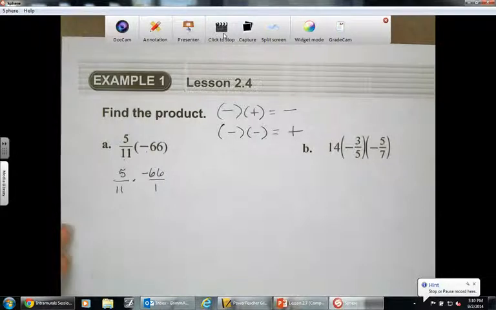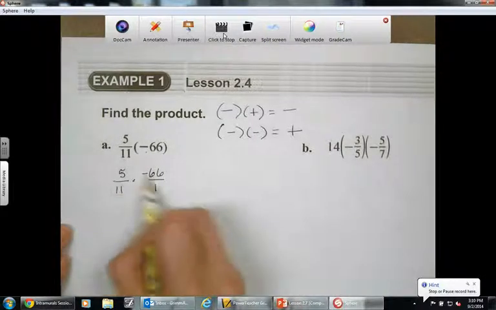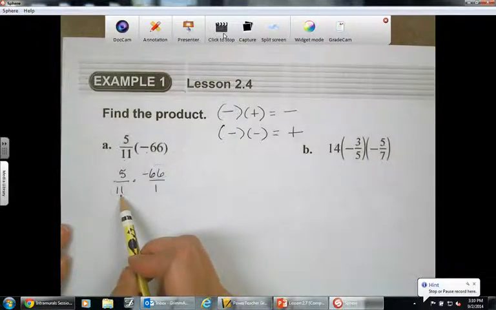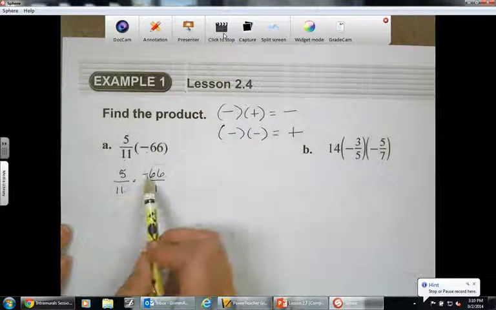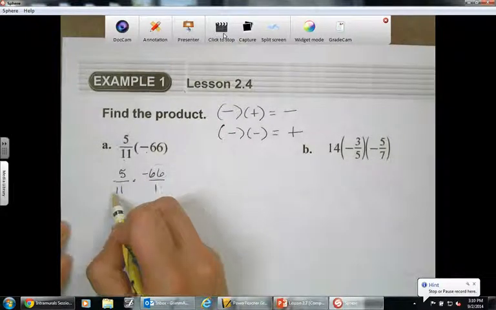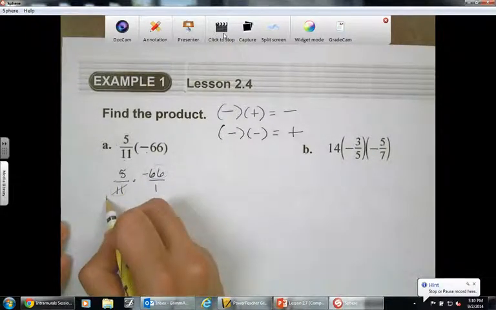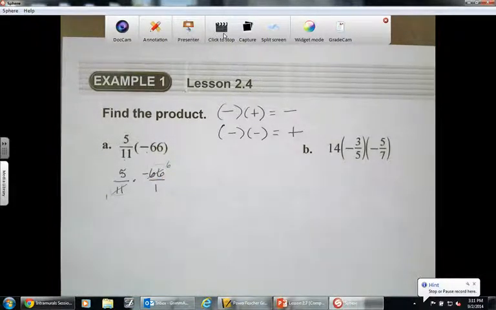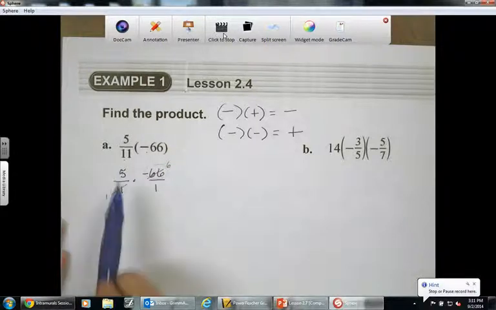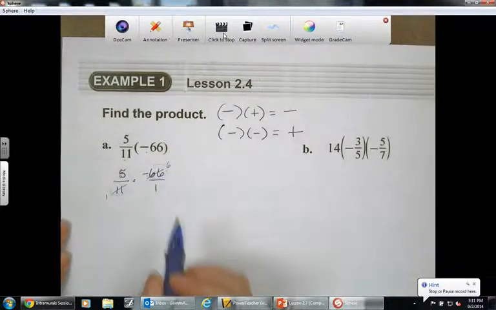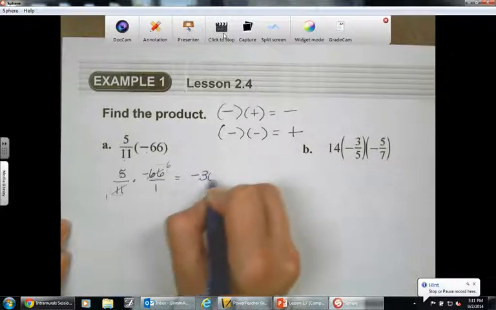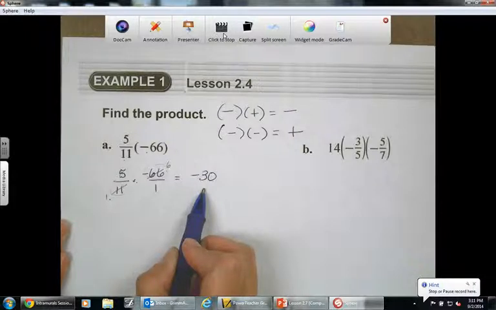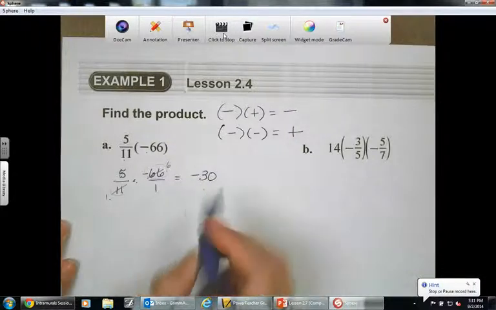So I look at this 11 and this 66, and both of them share the factor of 11. So 11 can go into itself 1 time, and it can go in here 6 times. So it's like I'm reducing before I start. So 11 goes into itself once, 11 goes into 66 6 times. And now I can go ahead and multiply straight across the numerator. 5 times negative 6, which would be negative 30. And this would just be 1 times 1. So the denominator would be 1. I don't need to write 30 over 1. So my final answer is just negative 30.